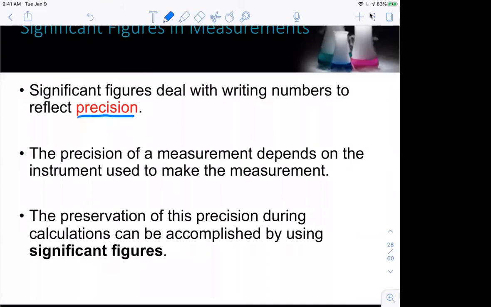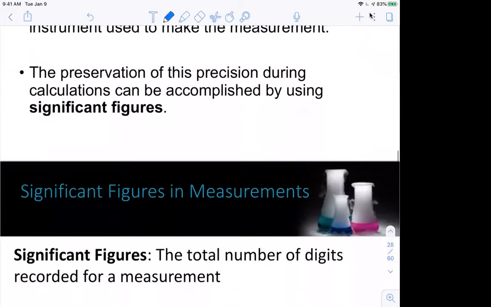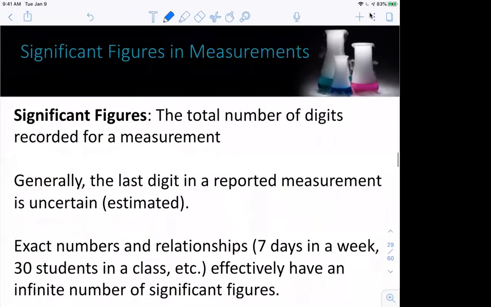So we're going to start looking at rules that can be used to use significant figures in calculation. So let's start at the beginning. What is a significant figure? A significant figure is the total number of digits recorded for a measurement. Generally, the last digit is the digit that is estimated or uncertain.